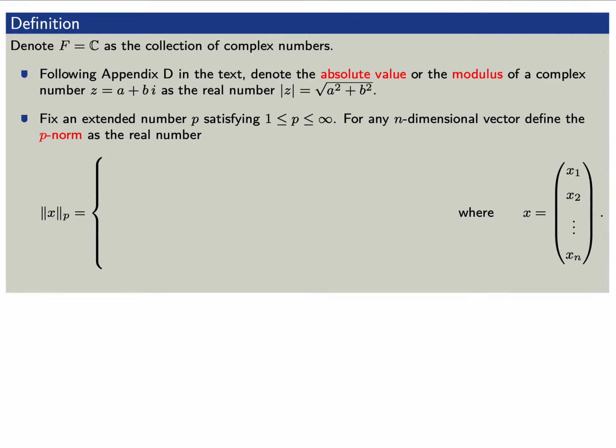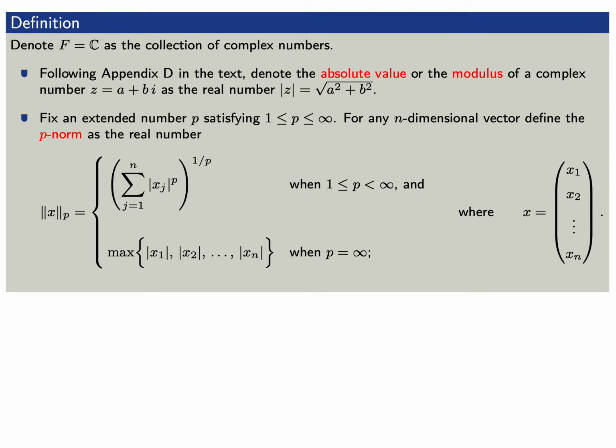Now we'll define the p-norm of a vector. Fix an extended real number p, that is a number p between 1 and infinity, where p could be 1 and p could be infinity. For any n-dimensional vector x, let's define the p-norm as the following real number. Either it will be the sum of the pth powers of the absolute values of the coordinates x sub j of our vector, and then we'll take the pth root of that corresponding number whenever p is greater than or equal to 1, or we'll choose it to be the max of the absolute values of the coordinates whenever p is infinity.